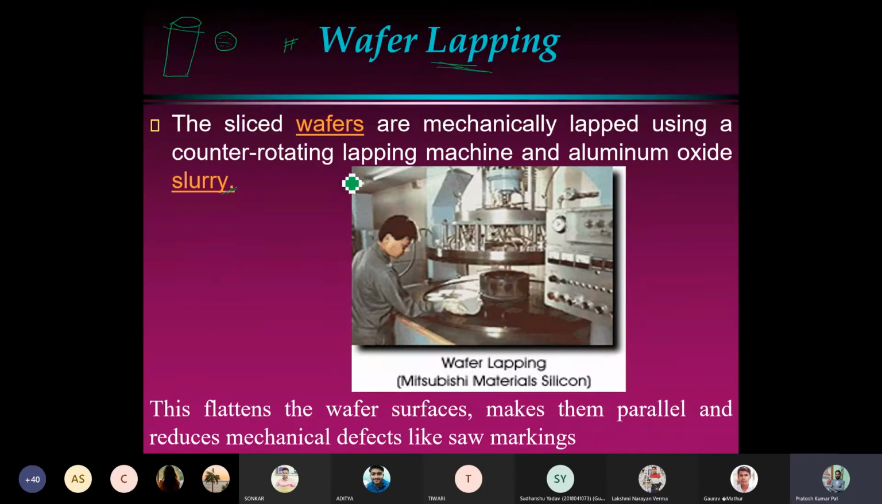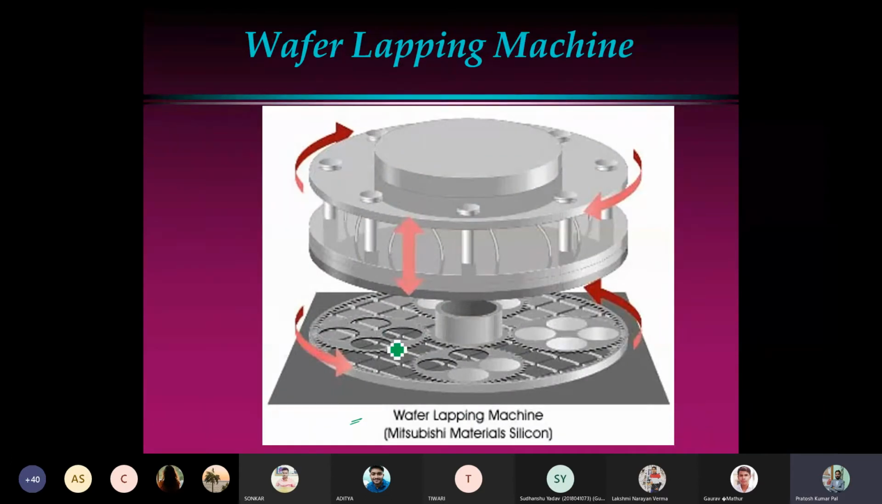So one of the processes being used here, like these are the gaps where we will be placing our wafer. Like here the wafers are being placed, and the surface where the wafers have been placed is rotating in counterclockwise. But the upper portion of this machine will be rotating opposite to this direction, that means in the clockwise direction.